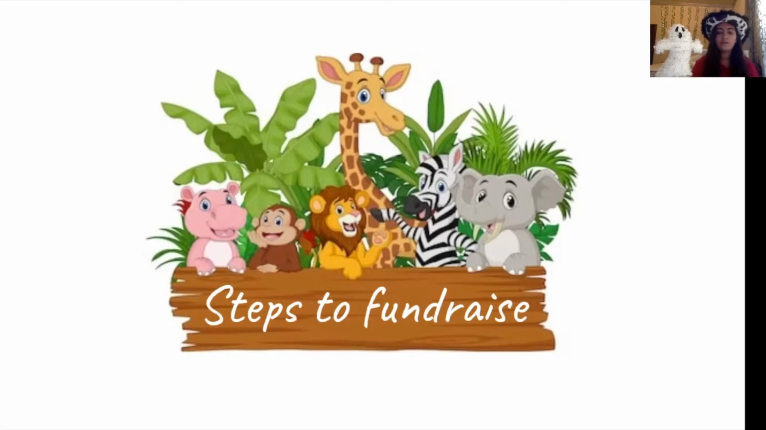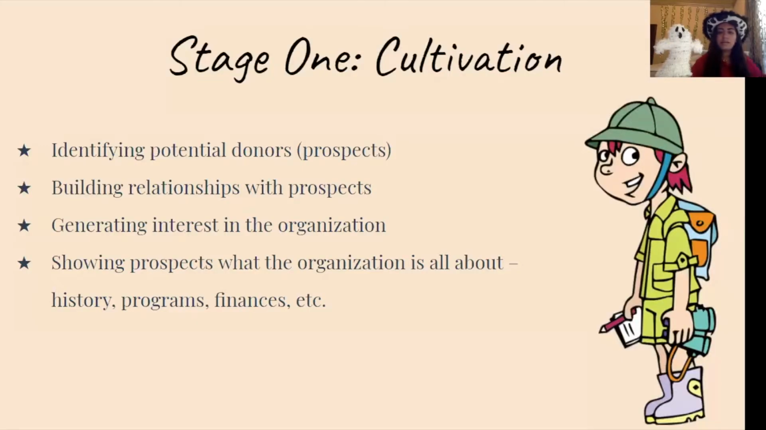Okay, moving on, steps to fundraise. Stage one, cultivation. Identify potential donors in your area. Based on last year, if you are a reoccurring club, you probably have donors that normally donate to you, or your Kiwanis advisor that you can look up and ask your club sponsor about, or the old treasurer, they'll probably have a list of donors.